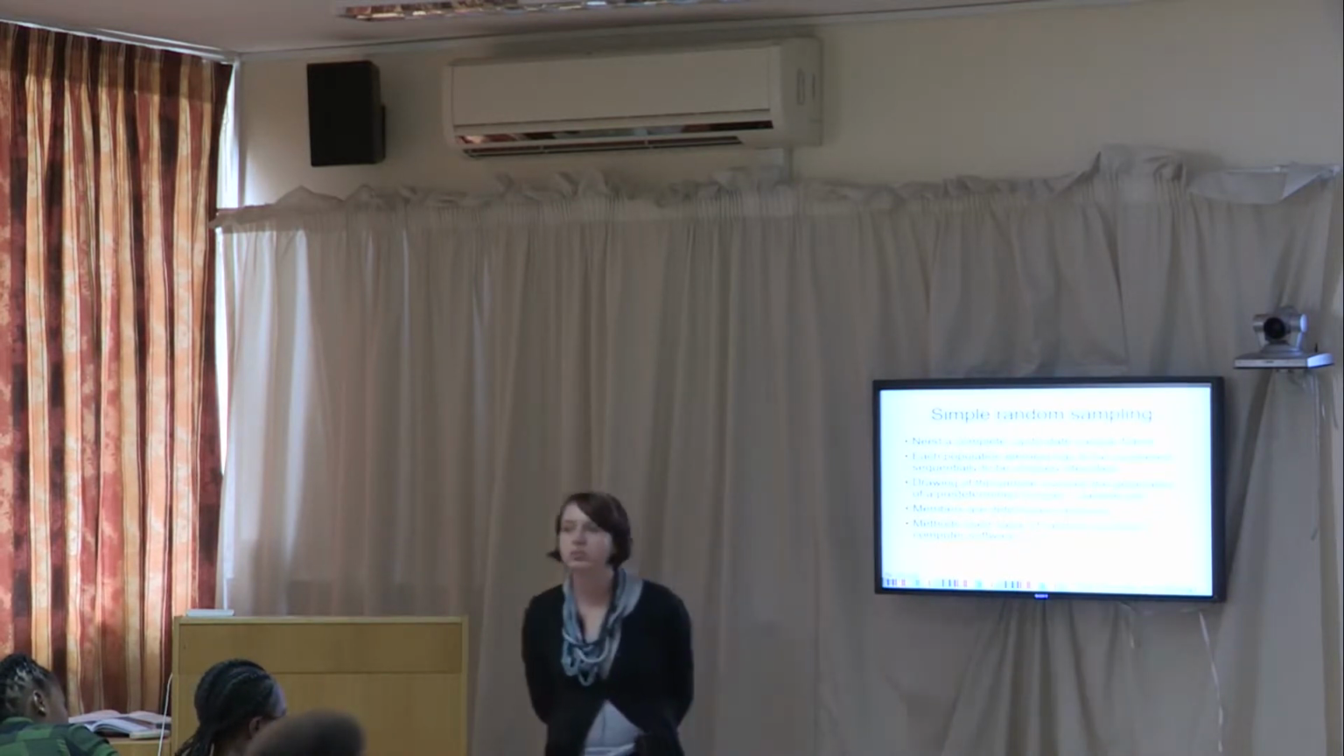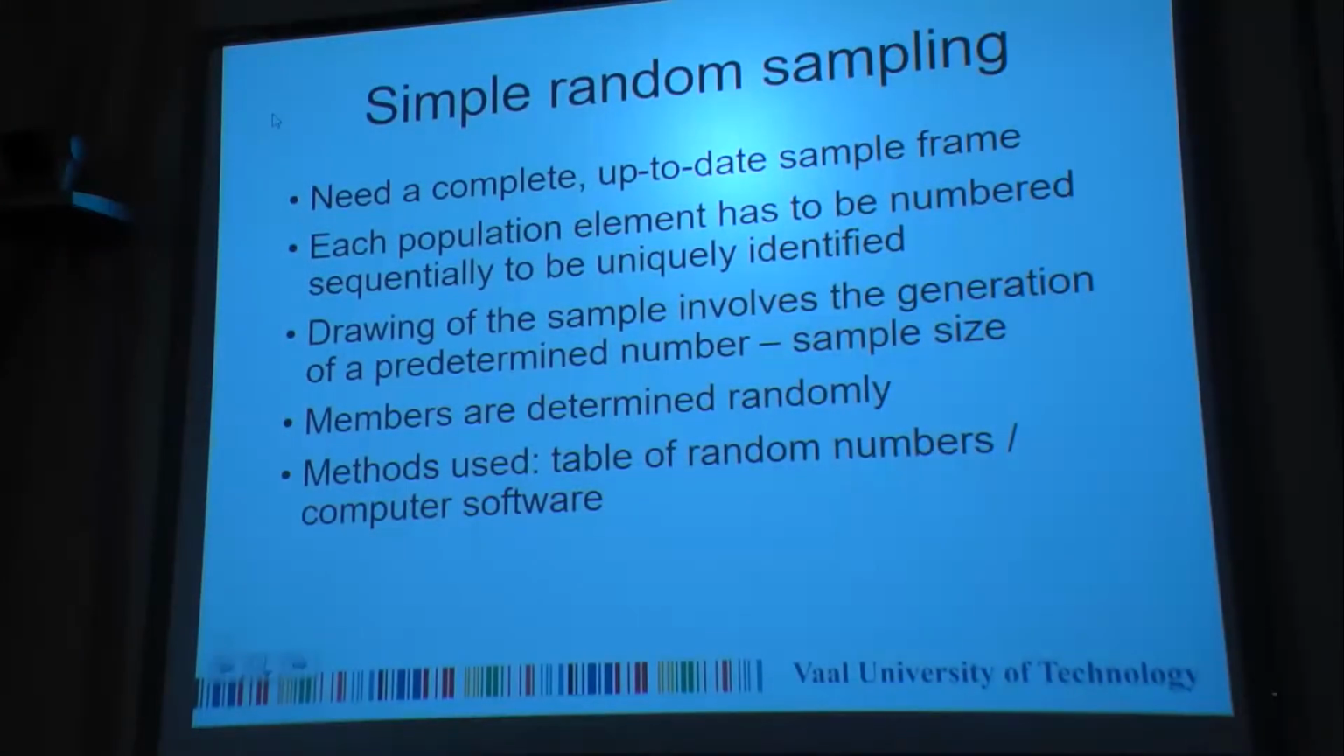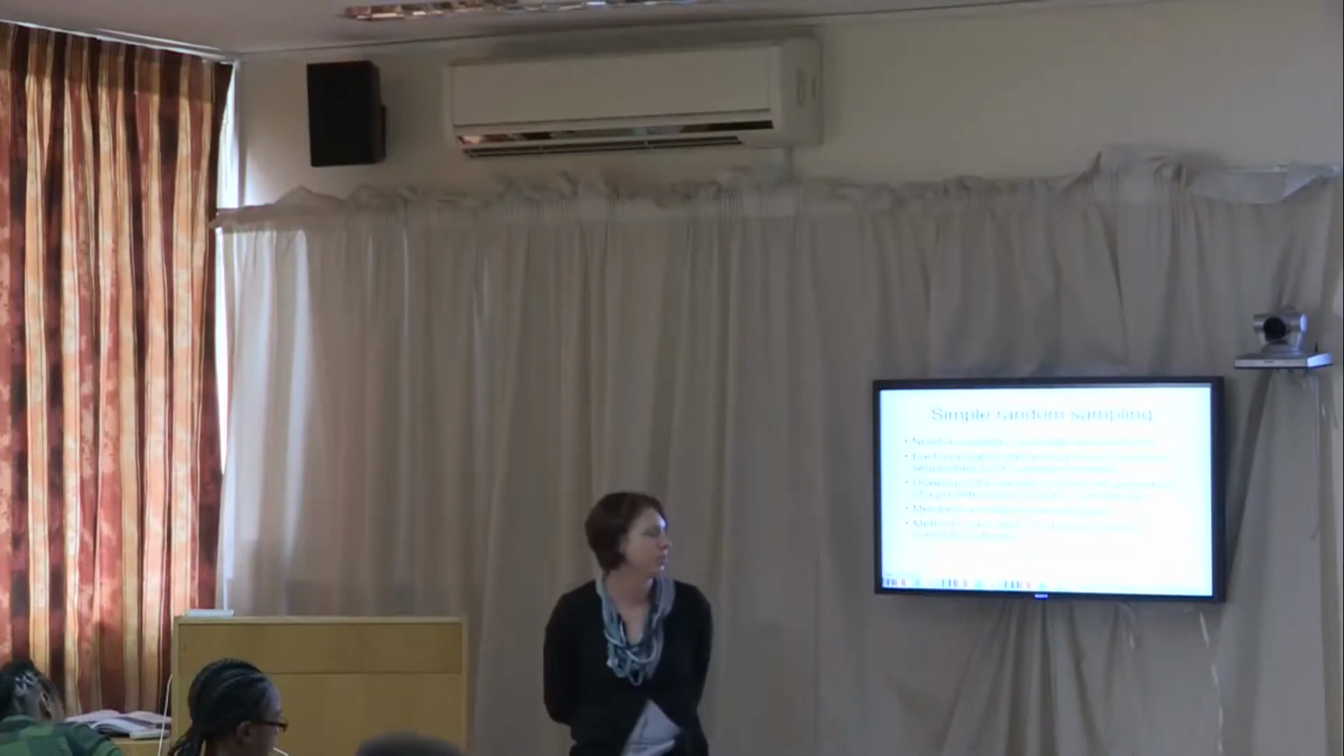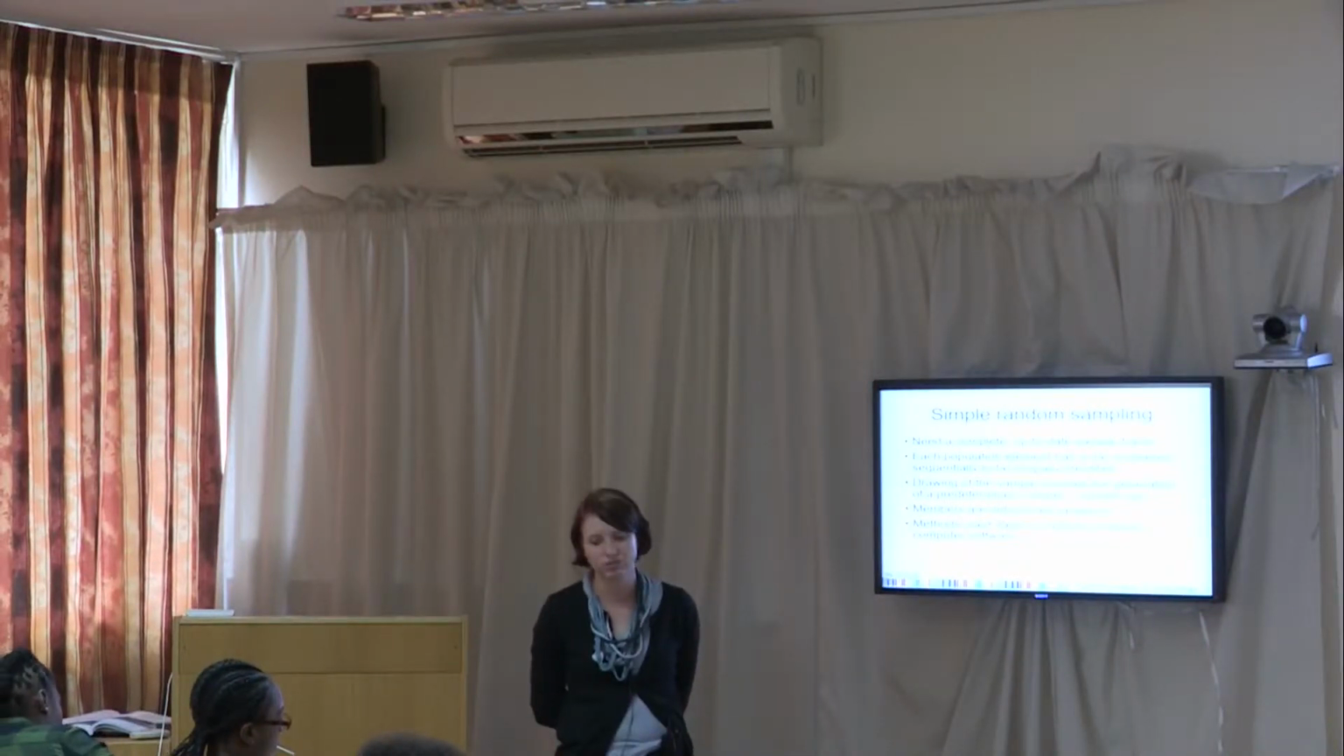Members are determined in a random way. One can use a table of random numbers. If you look in your textbook in chapter 10, there is a table including IQs of different learners and numbers of those different learners. And from that table of random numbers, one can pick respondents until you get to the number of respondents that you need, or you can use computer software.